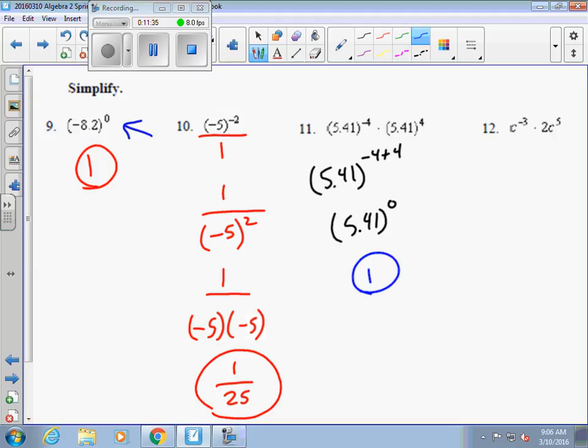C to the negative third times 2c to the 5th. So we have C and C. Both of those bases are the same. This coefficient that's not shown is 1. You don't need it. But 1 times 2 is simply going to give you the number 2. C to the negative third times C to the 5th means C to the negative third plus 5. Only that gets raised to those exponents, not 1 and not 2. So you add those two together and you get 2C to the second power. That's the only thing you can do with that.